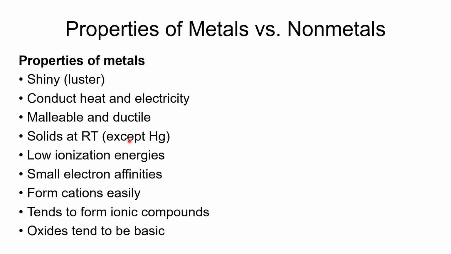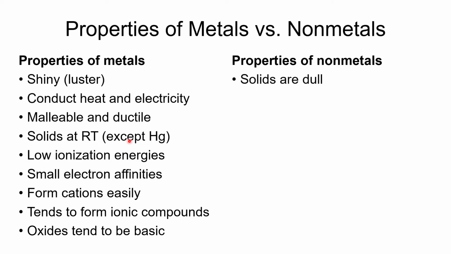And I'm going to show you some pictures of that here in just a few minutes. For nonmetals, the properties are almost exactly the opposite. Whereas metals are shiny, nonmetals, if they're solids, tend to be dull. Now, that's not always the case. Iodine has a little bit of a shiny character to it, but they tend to be dull. Whereas metals are good conductors of heat and electricity, nonmetals are typically poor conductors. Metals are malleable and ductile. If you have solid nonmetals, they tend to be brittle.